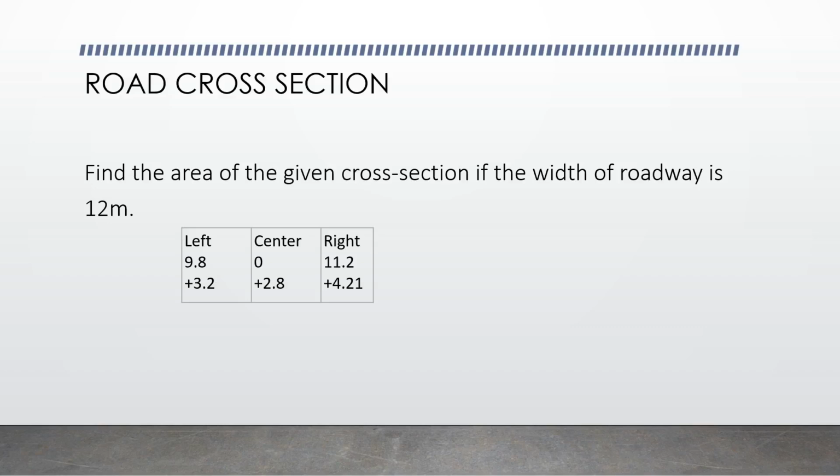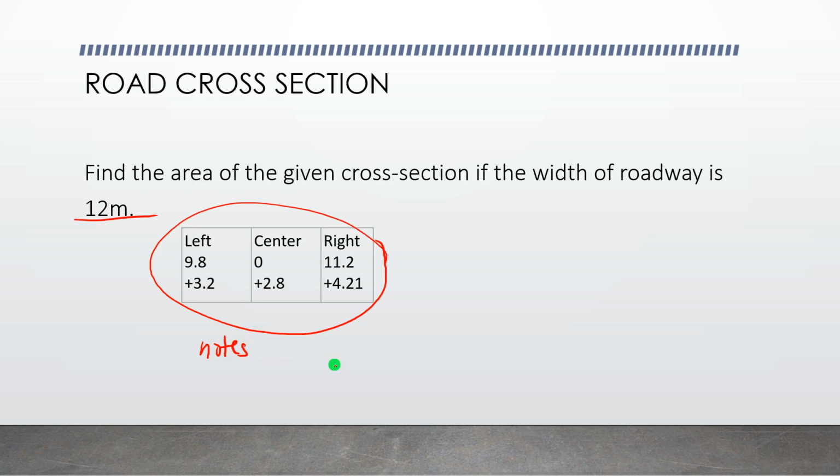Next, so now let's solve some problem in determining the area of a cross-section of a roadway. So it is given here that we have a width of 12 meters. Given here is the cross-section notes of the roadway. So how do we draw this cross-section notes?